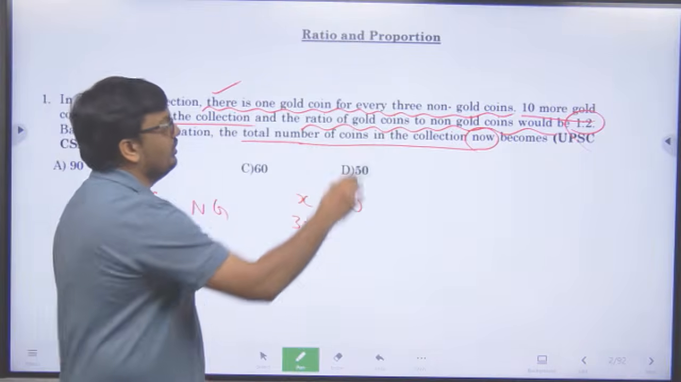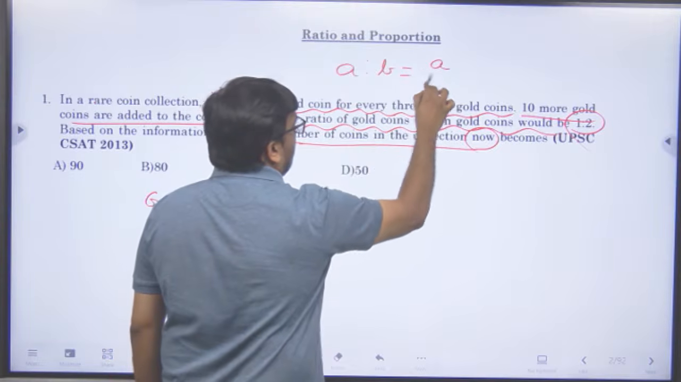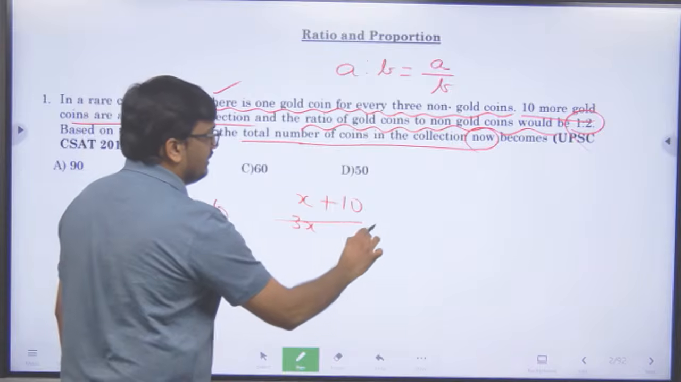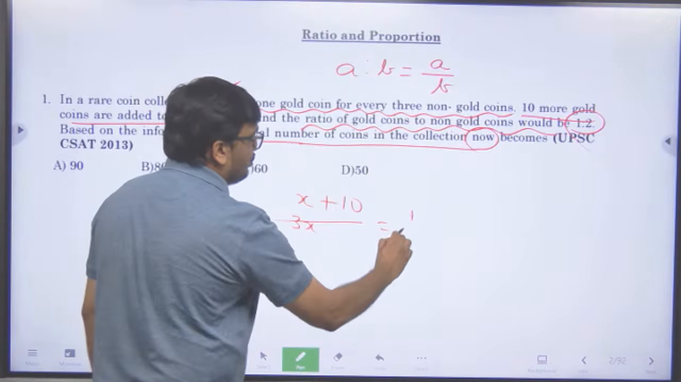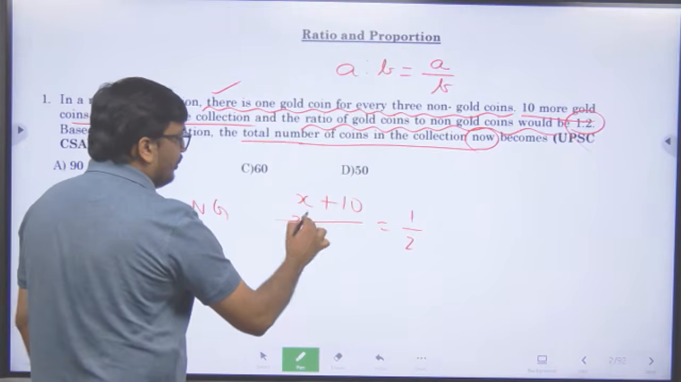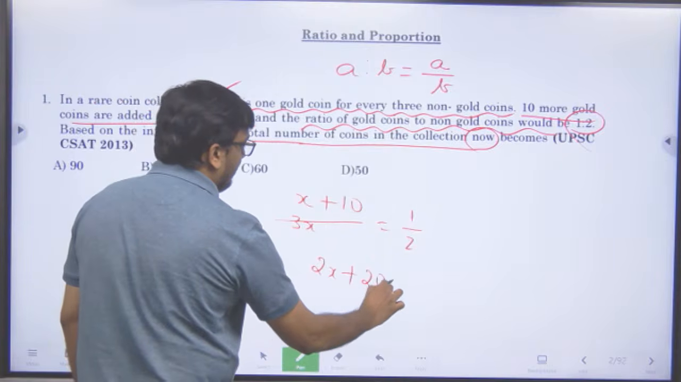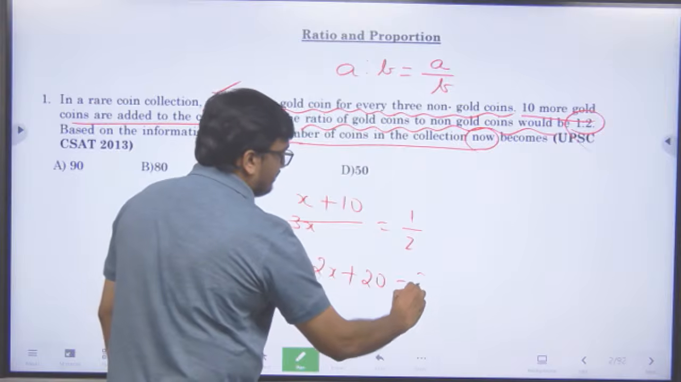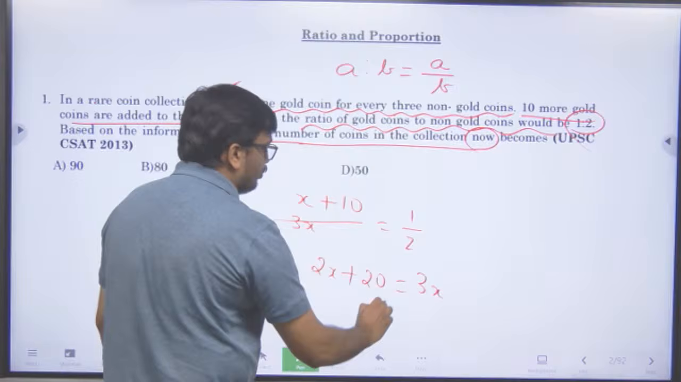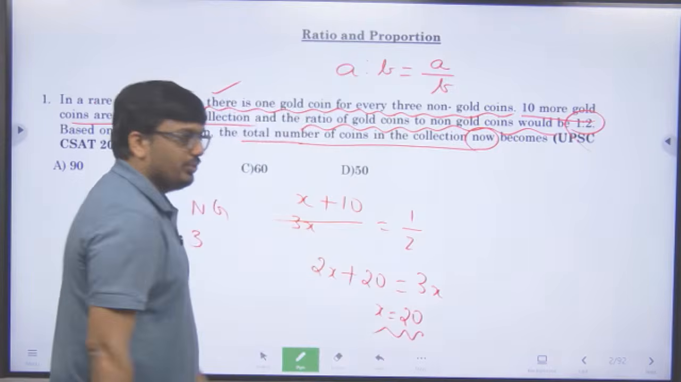Then the ratio of gold coins to non-gold coins. What is the meaning of ratio? Ratio A is to B can be written as A by B. Ratio is nothing but division. Ratio will become 1:2, that is, you can write it as 1/2. Then cross multiply it. 2 into X, 2X; 2 into 10, 20; 1 into 3X, 3X. Then if you simplify, 3X minus 2X, X is equal to 20. You got the value of X?